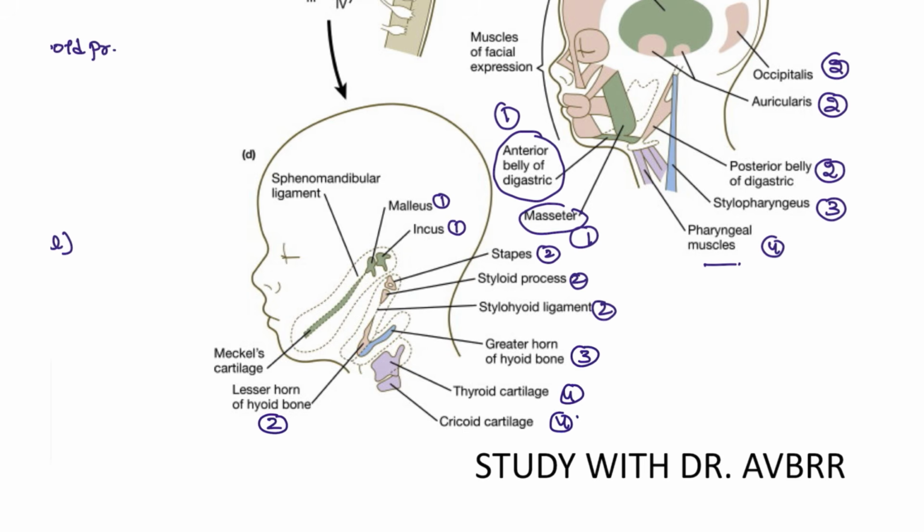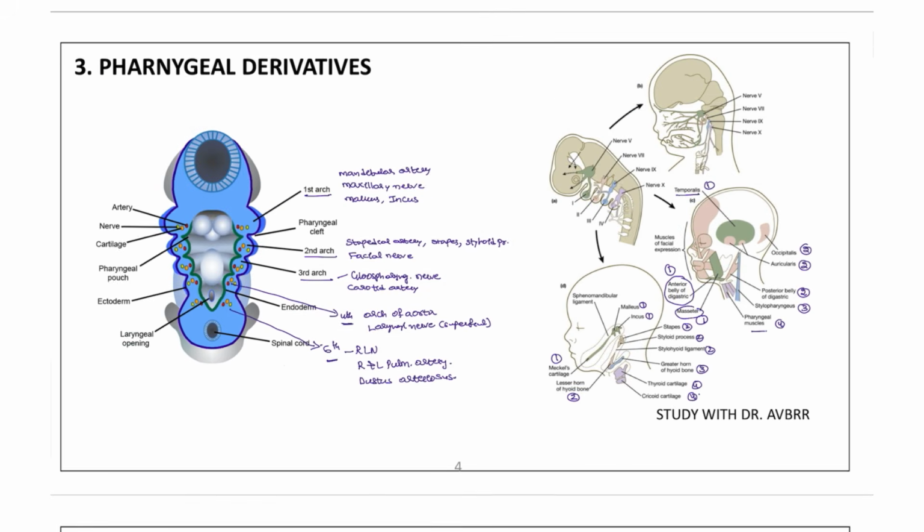Meckel's cartilage, this question has been asked. This is also from the first arch. Okay, these are the derivatives that have been asked previously.